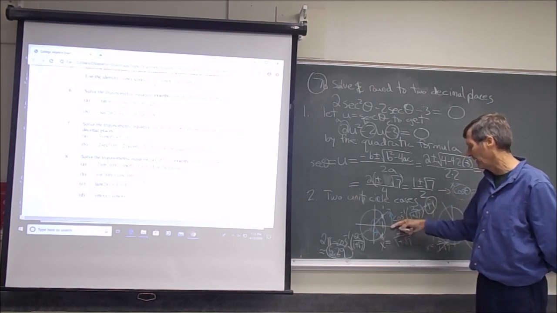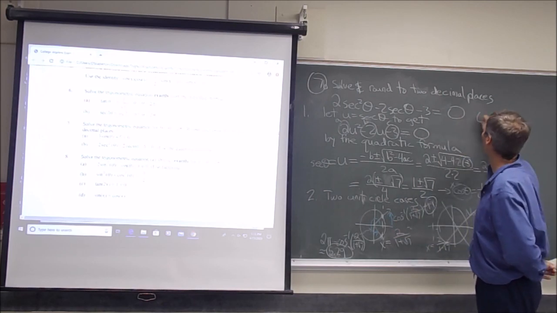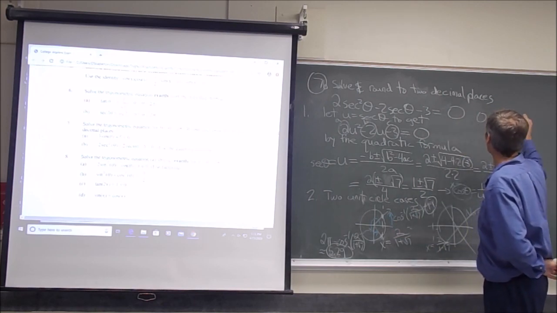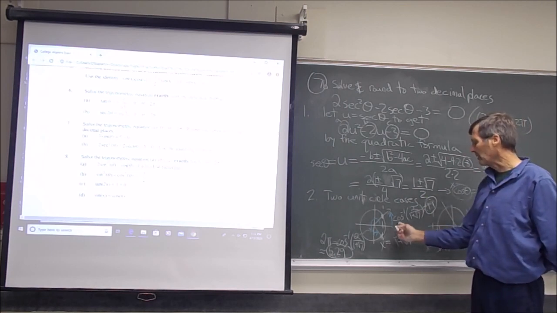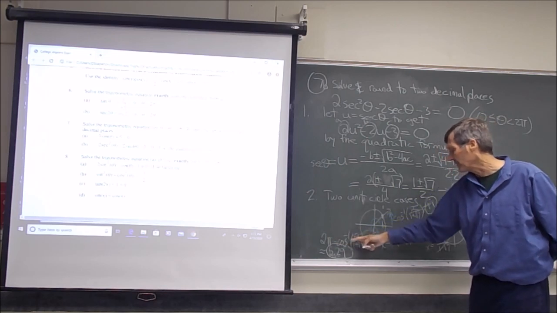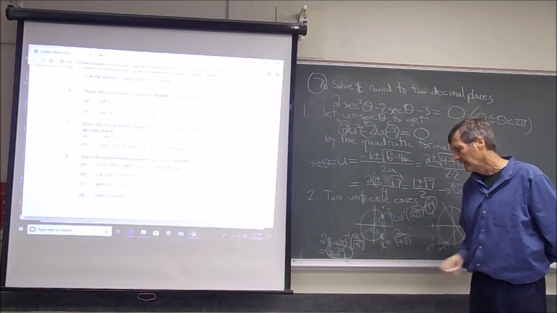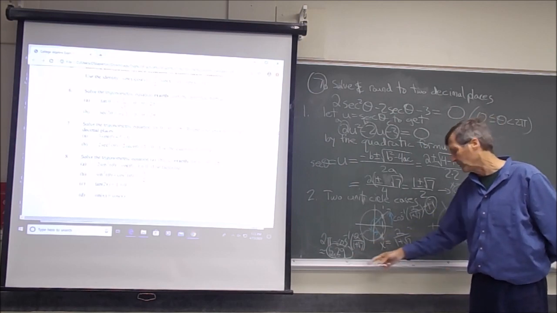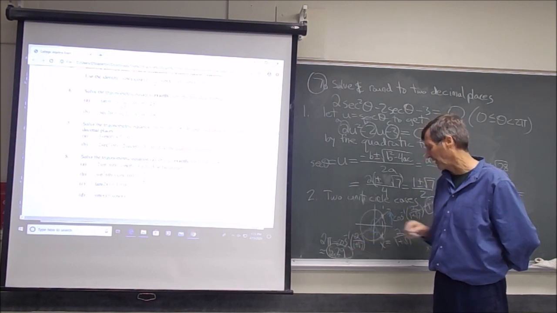So this is also 0.99. The angle we want between 0 and 2 pi, I should have put that up here, 0 less than or equal to theta less than 2 pi, means we have to go 2 pi back up that angle. So 2 pi minus arc cosine 2 over 1 plus square root of 7, if you run that out in the calculator, is 5.29 to 2 decimal places, meaning round at the second position after the decimal point.